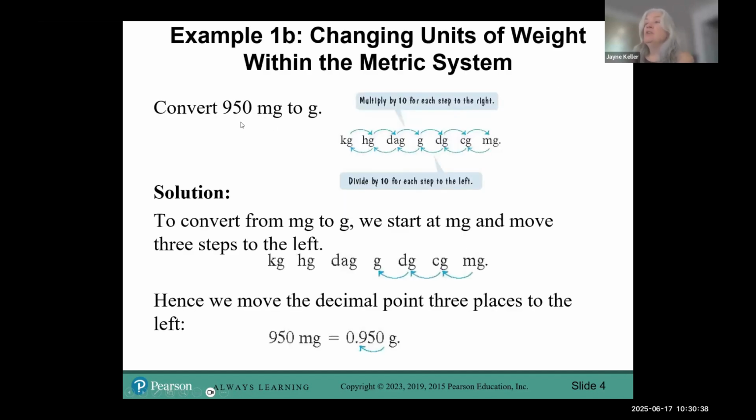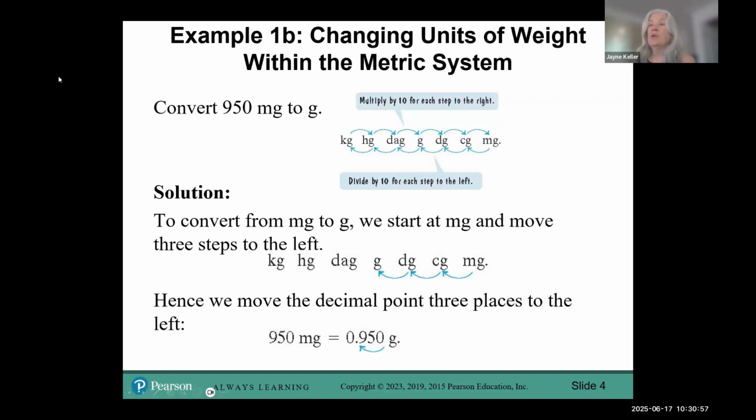Okay, so again, converting 950 milligrams to grams, you can see that there are 1,000 milligrams in a gram. So since I'm converting from the smaller unit to the larger unit, I'm moving the decimal point 3 digits to the left. There's 3 zeros in 1,000, so 3 digits to the left.